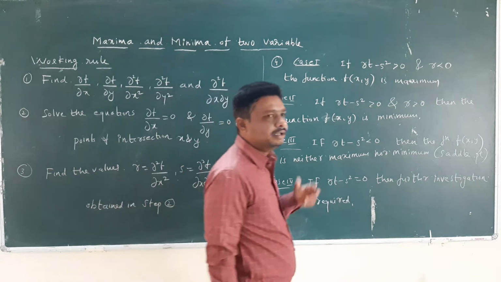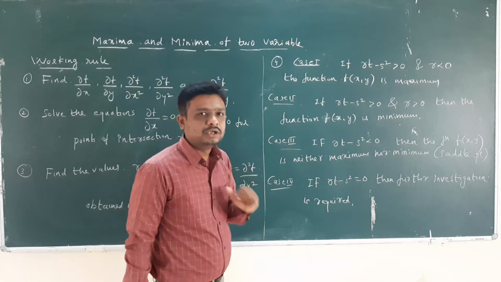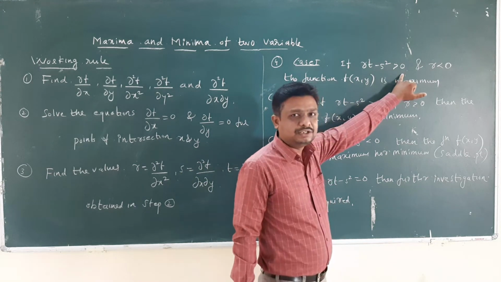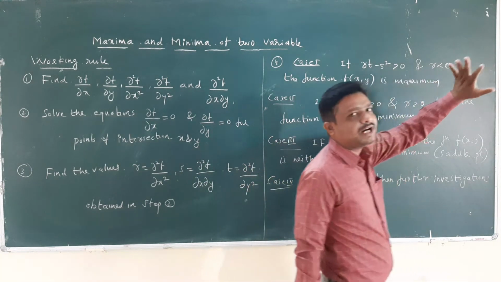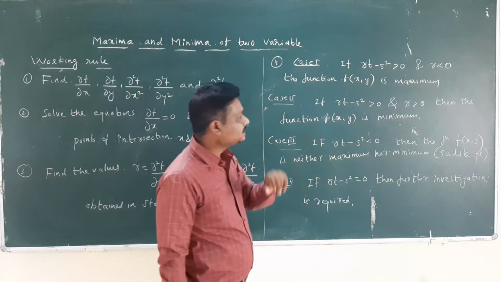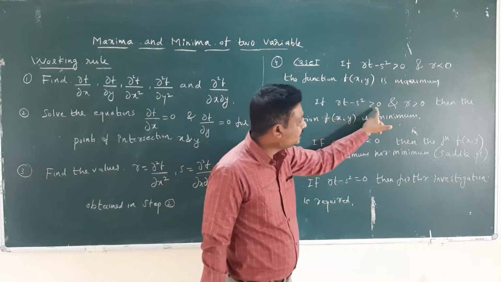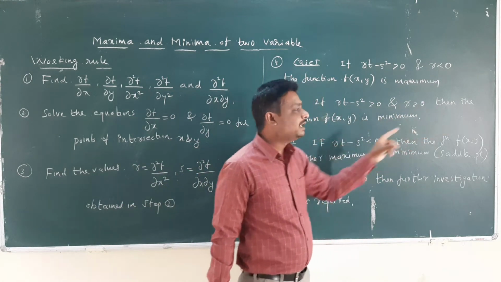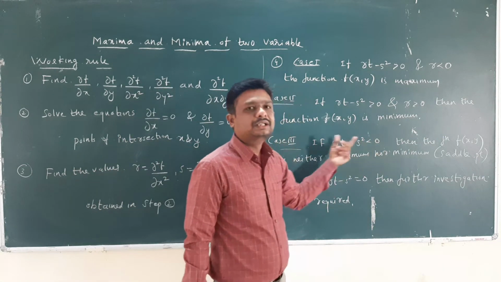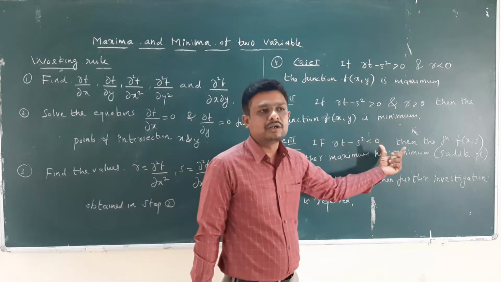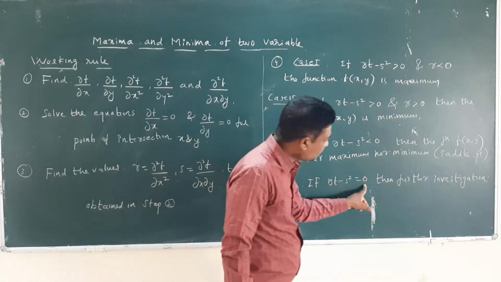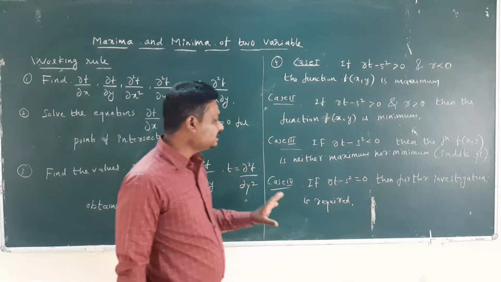Now let us see the cases. In step number 4, first we verify: if rt minus s square is greater than 0 and r is less than 0, then the function is maximum. In case number 2, if rt minus s square is greater than 0 and r is also greater than 0, then the function is minimum. If rt minus s square is less than 0, then the function is neither maximum nor minimum; it is called a saddle point. If rt minus s square is equal to 0, then further investigation is required.